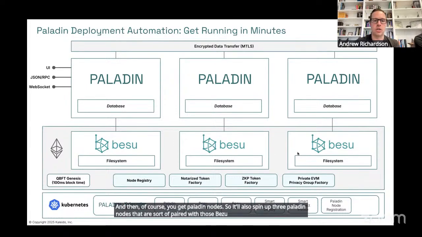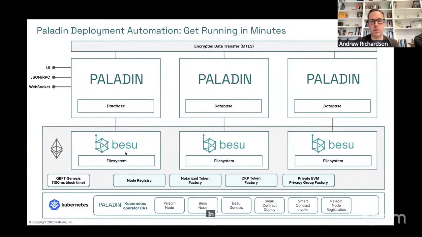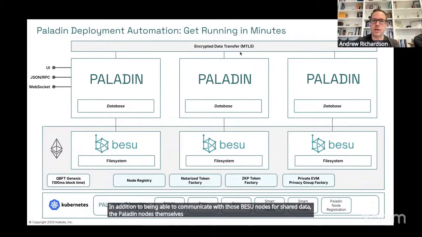This would represent at least a 3-party decentralized system where each party would be interacting with their own Paladin and Besu node. In addition to being able to communicate with those Besu nodes for shared data, the Paladin nodes themselves are also connected with a private data bus, point-to-point for off-chain data transfer over gRPC. And this is kind of a common architecture you've probably seen in many different technologies, where we have the blockchain for the data that should be shared with everyone on the network, and then we have a separate off-chain data bus for things that need to be shared privately.